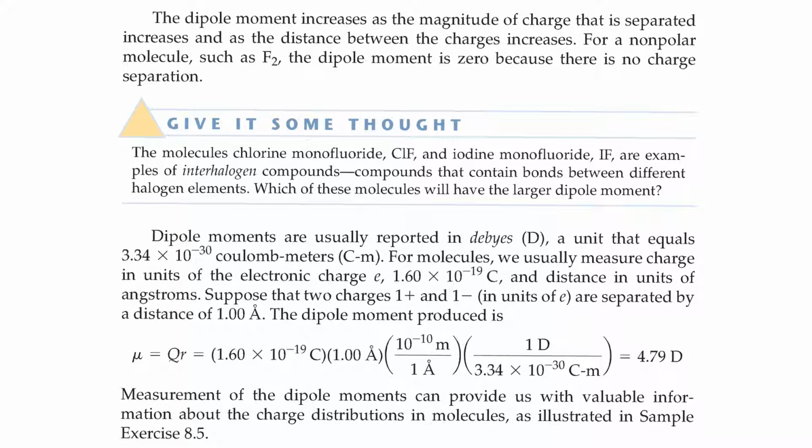Dipole moments are usually reported in debye, a unit that equals 3.34 times 10 to the negative 30 coulomb meters. For molecules, we usually measure charge in units of the electronic charge, e, 1.6 times 10 to the negative 19 coulombs, and distance in units of angstroms. Suppose that the two charges, positive 1 and negative 1, in units of electron charge, are separated by a distance of 1 angstrom. Then the dipole moment produced is 4.79 debye. Measurement of dipole moments can provide us with valuable information about the charge distribution in molecules, as illustrated in Sample Exercise 8.5.